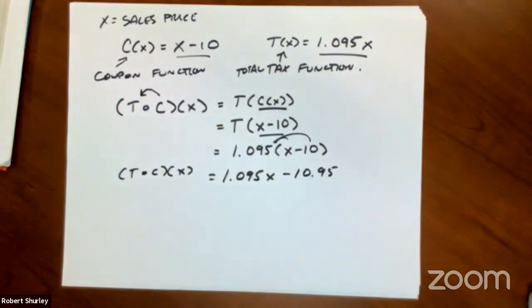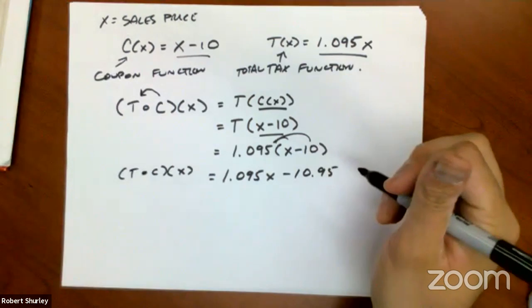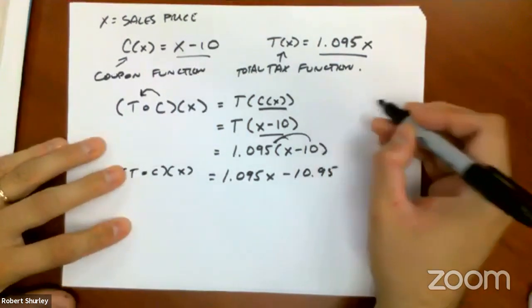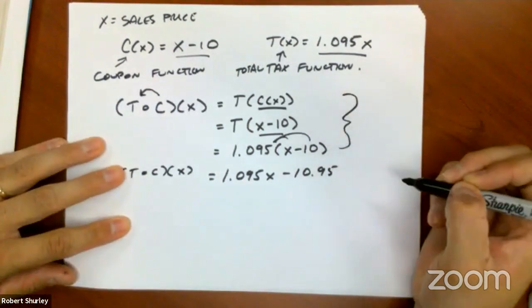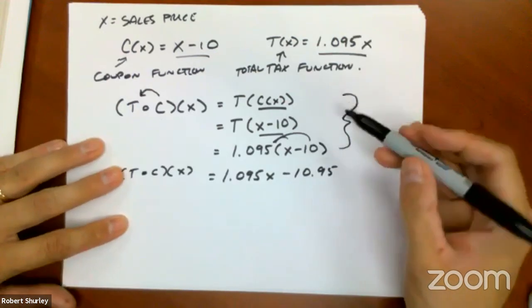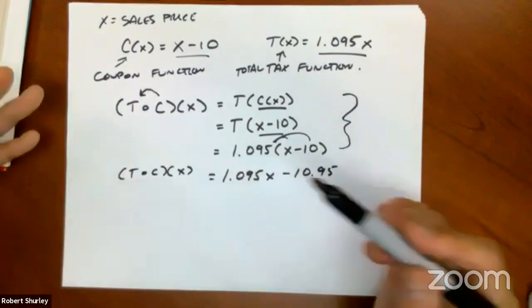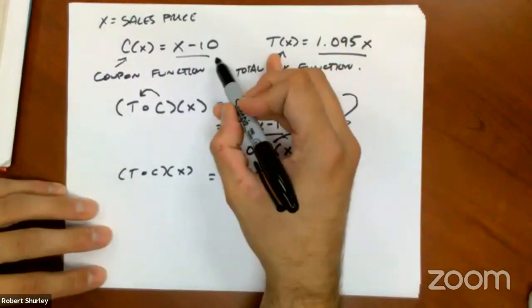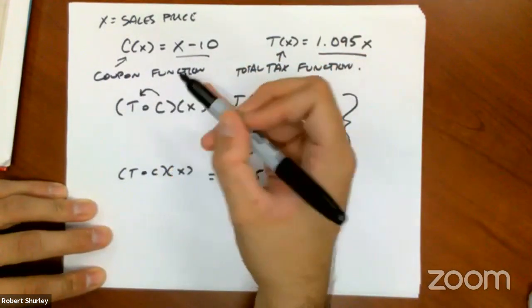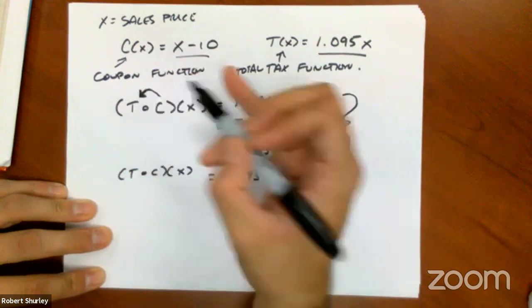This would be my composition function. This would be t composed of c, okay? This is the long way to do it. And again, if I didn't show you this, the math gods would come down and get on to me for not showing you. But look, here's all we're really doing. Since it's t composed of c, we know that means c goes into t.